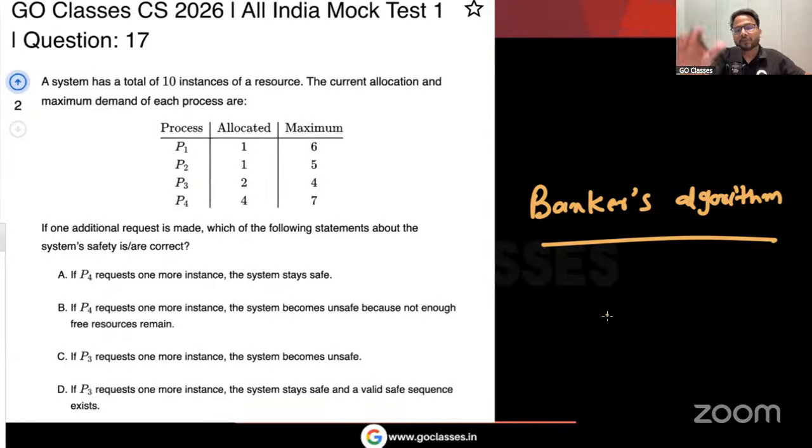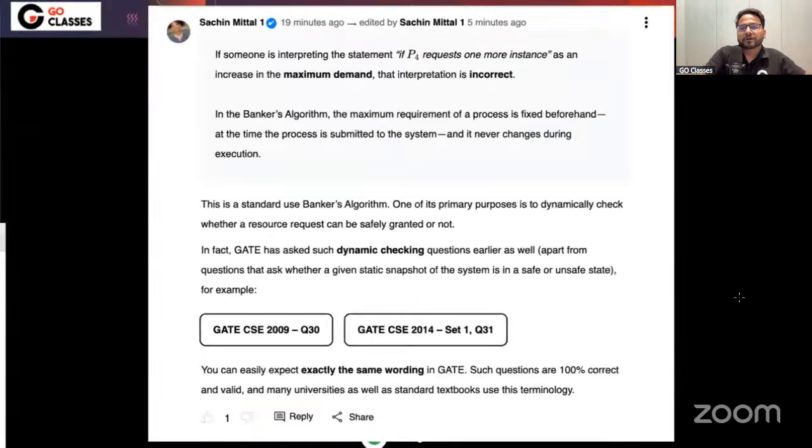So basically some of the students got confused that whenever I'm saying if one more additional request is made, they got confused with this line, and they are thinking that maybe we should be having +1 in the maximum or something like this. Let me just tell you.